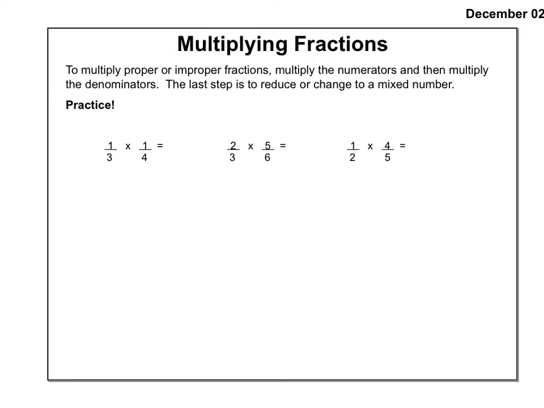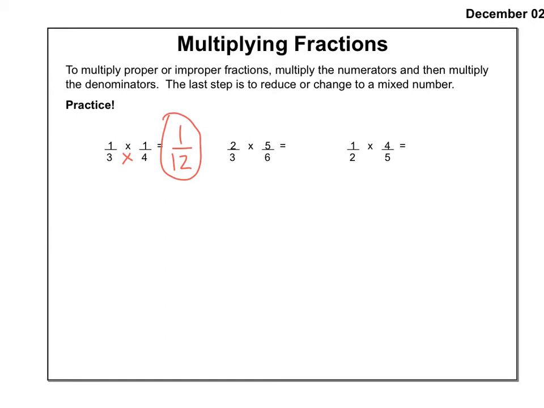So first example, we have 1/3 times 1/4. We'd multiply the numerators, get 1 times 1 is 1. Then we would multiply the denominators, do 3 times 4 to get 12. 1/12 is already simplified, so it would be our final answer.